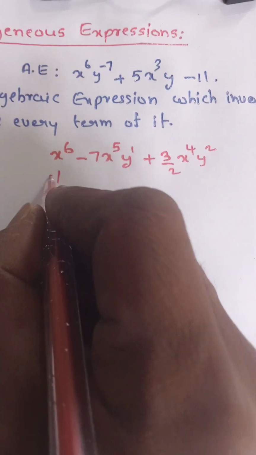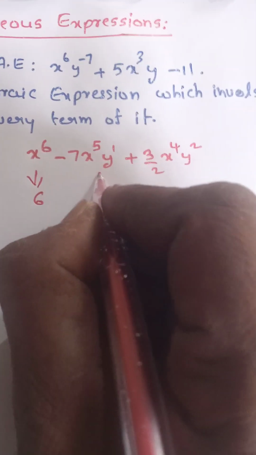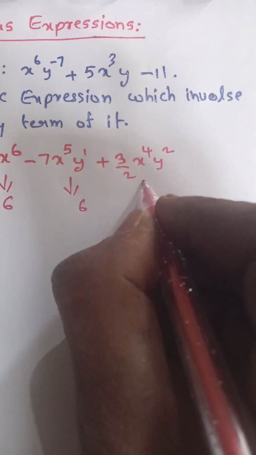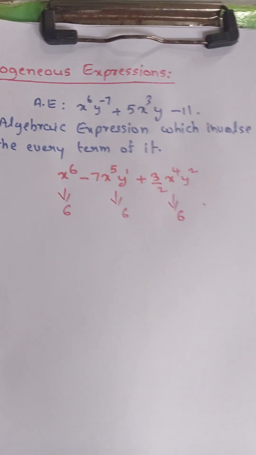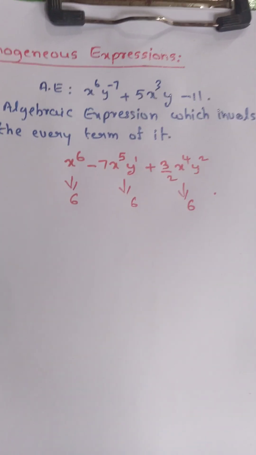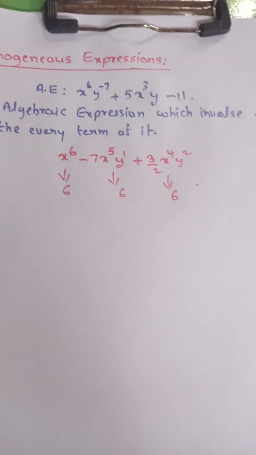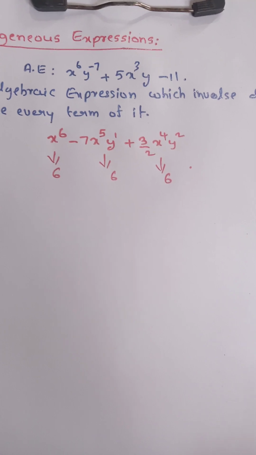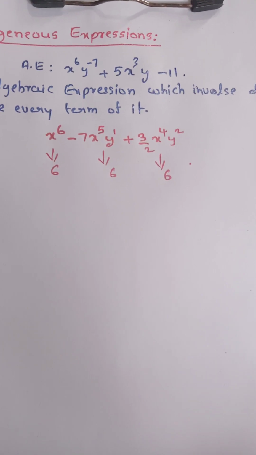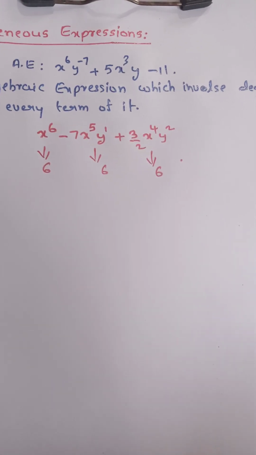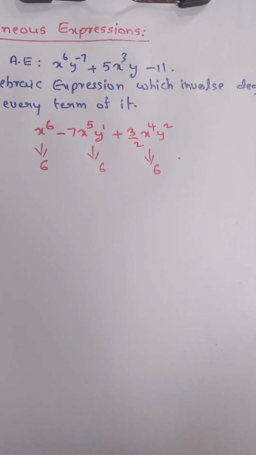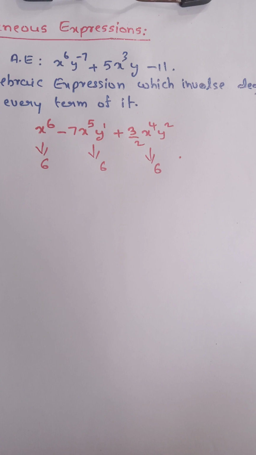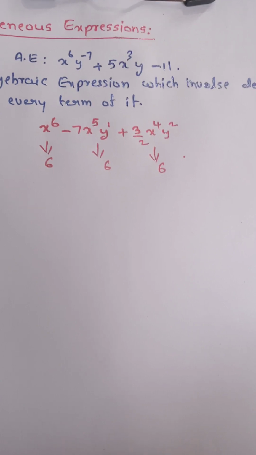The degree of the first term is 6, the degree of the second term is 6, and the degree of the third term is also 6. This type of expression we call a homogeneous expression. Now we are going to write the standard forms of homogeneous expressions. When writing the standard form, we need to write as many terms as possible in that expression. Every term we must write there.